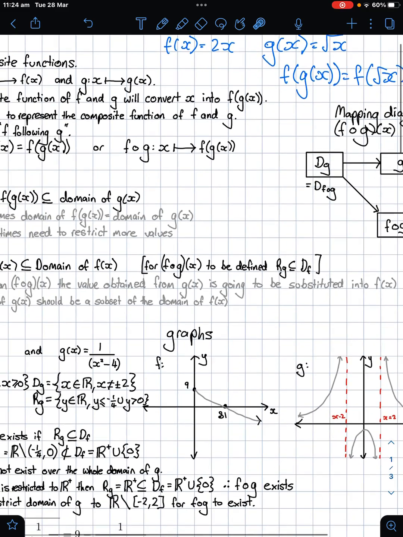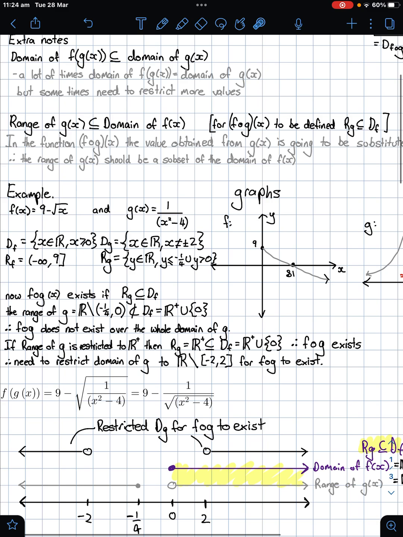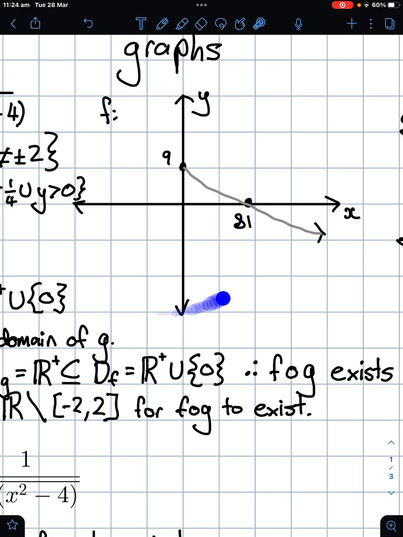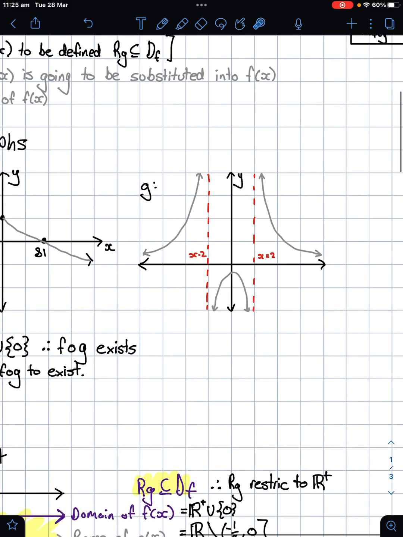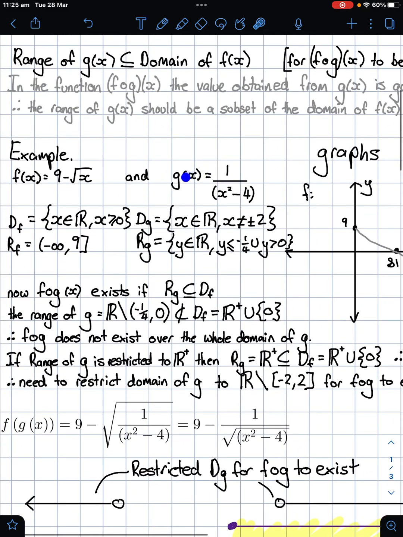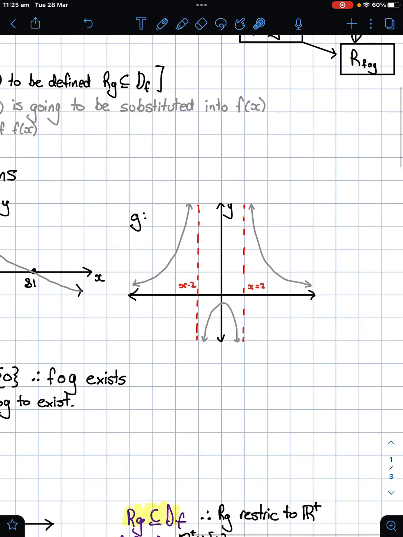So let's go to an example for the minute. I picked this example, we might have talked about it in class. Our example is we've got f of x equals 9 minus root x, and g of x equals 1 over x squared minus 4. I've got the graphs there, so this is what f of x is. We see that it doesn't exist over here in quadrants 2 and 3, but it's going to exist from 9 down until negative infinity. This function here, which is g of x, exists for all values apart from x equals -2 and x equals 2.